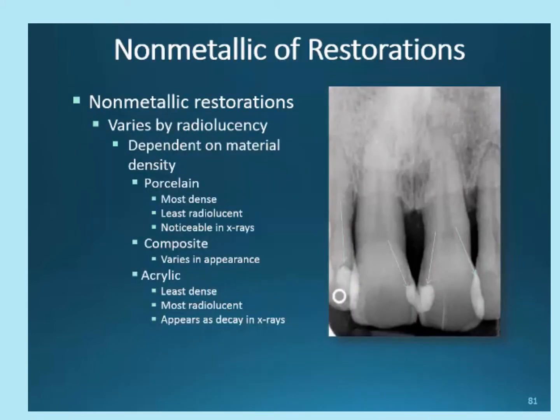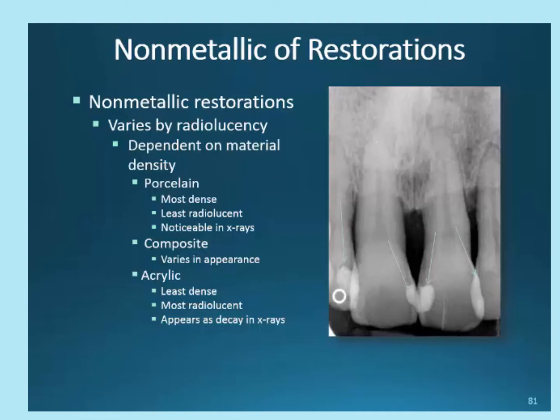Non-metallic restorations are quite different. The material is not as dense, so the X-rays do pass through, not quite as easily as they go through tissue, but they do go through, and there is some change in density that you can see. Whether the material is porcelain, composite, or acrylic has something to do with the type of image you end up seeing, or the type of dental material that is used in the restoration.